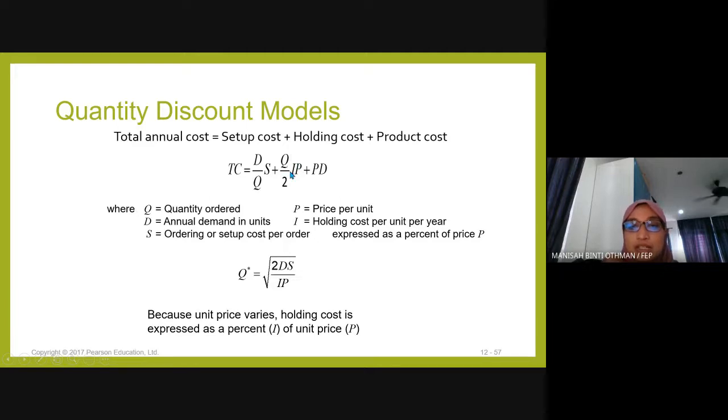Then we change H to IP, and in the quantity discount model we normally include the total product cost. So you can see the difference there. Other than that, it's the same. When you change H to IP, then when you calculate the EOQ, we also change H to IP there. Everything for holding cost uses IP: the percentage given times the price per unit.